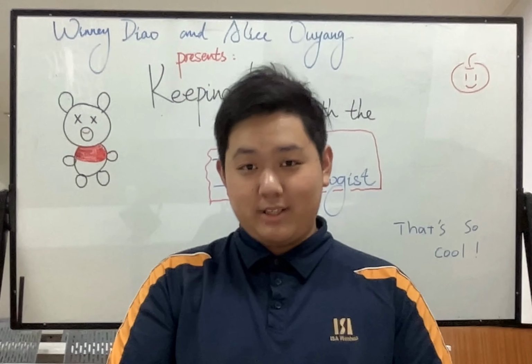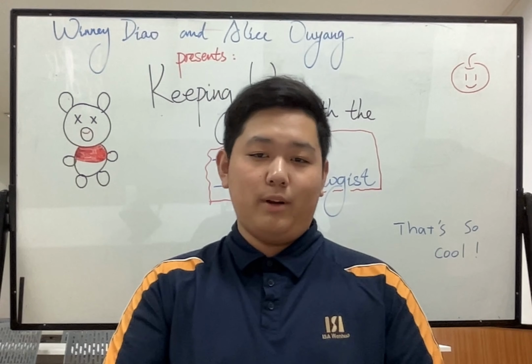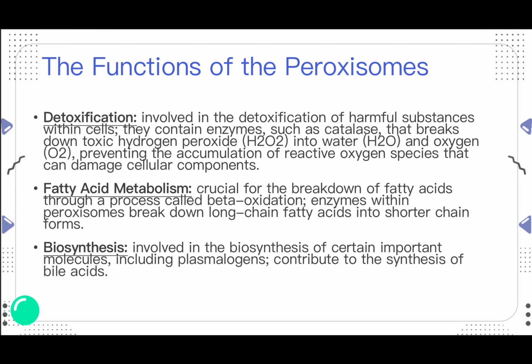Talking about its functions, well, the first one, which is also considered the most important one, is detoxification. Peroxisomes are involved in the detoxification of harmful substances within cells, and they contain enzymes such as catalase that break down toxic hydrogen peroxide into water and oxygen, which prevents the accumulation of reactive oxygen species that can damage cellular components. And the second one is fatty acid metabolism.